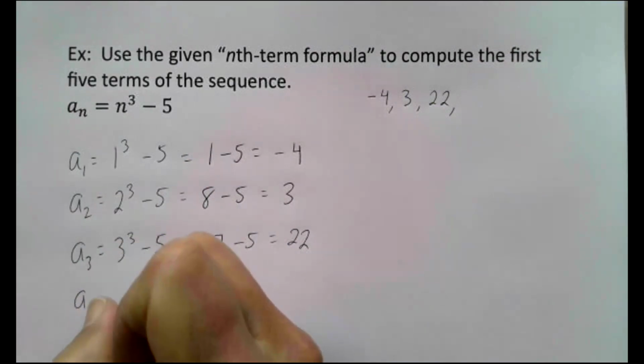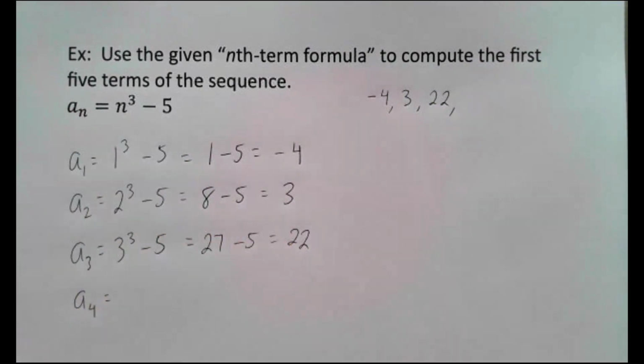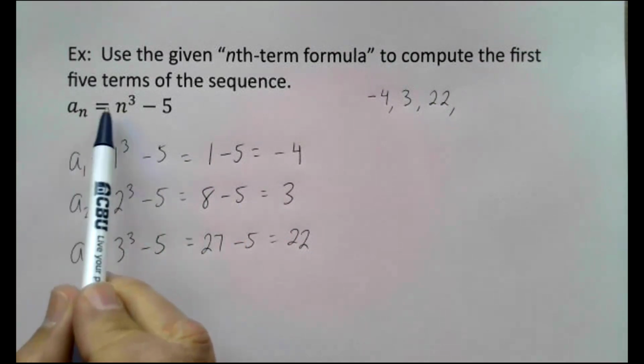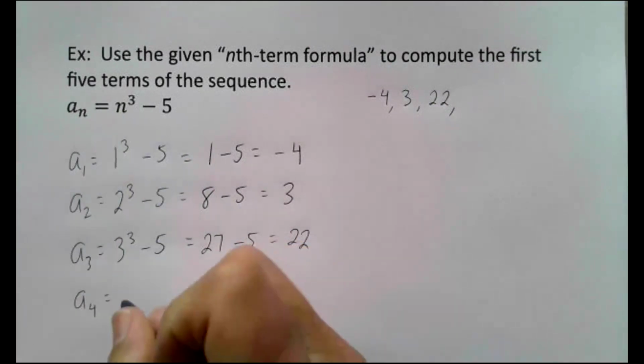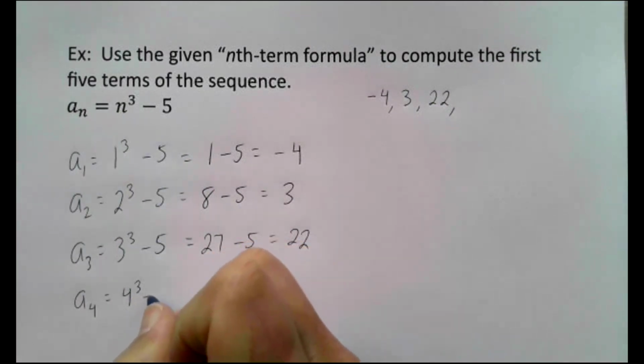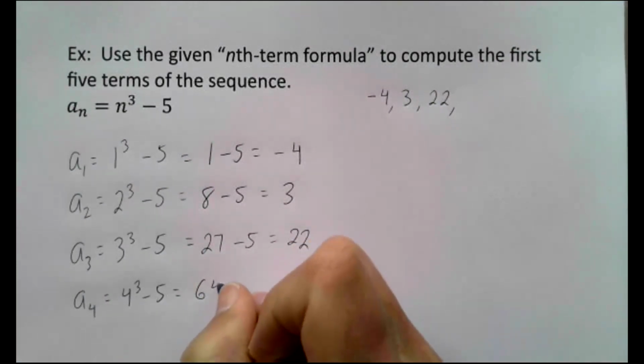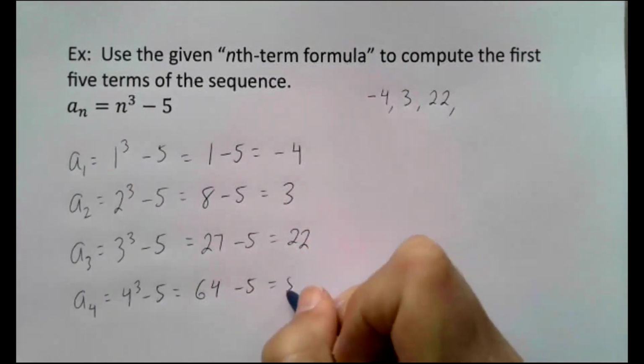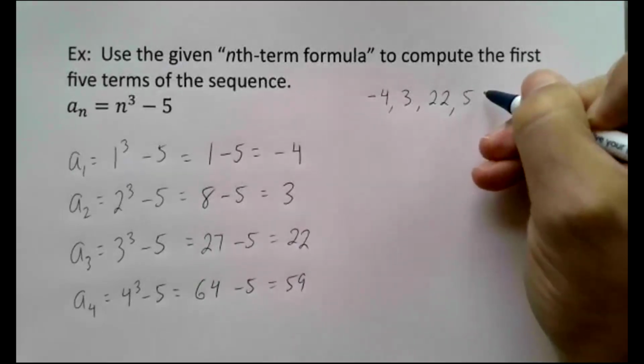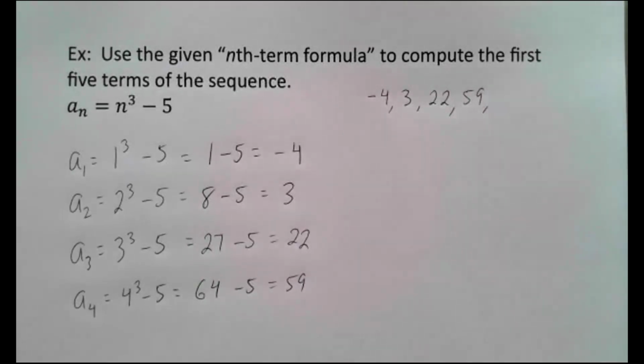The next term would be the fourth term. We call that a sub 4. We're going to get that by putting a 4 right there. 4 times 4 times 4 is 64. Take away 5 is 59. That means 59 would be the next term of the sequence. 59 is the fourth term of the sequence.